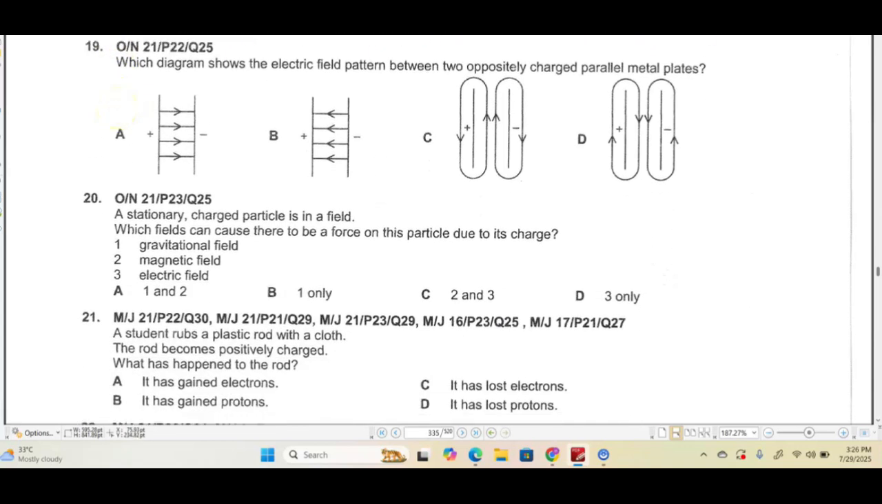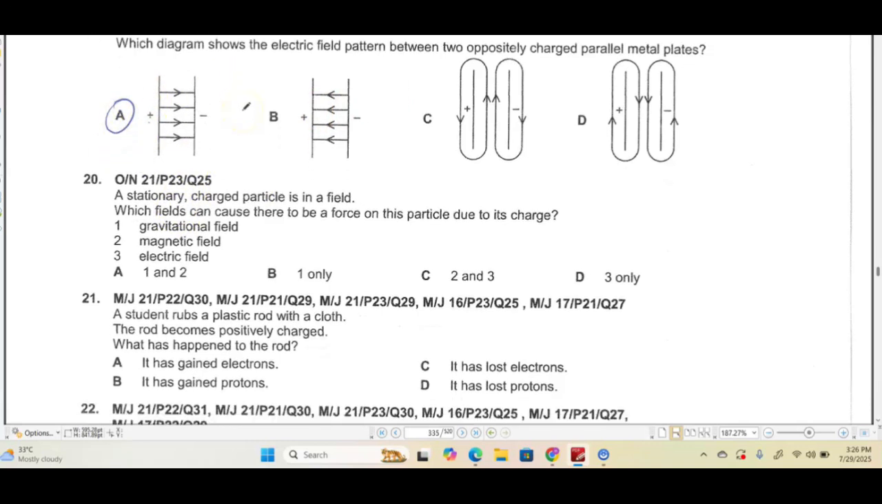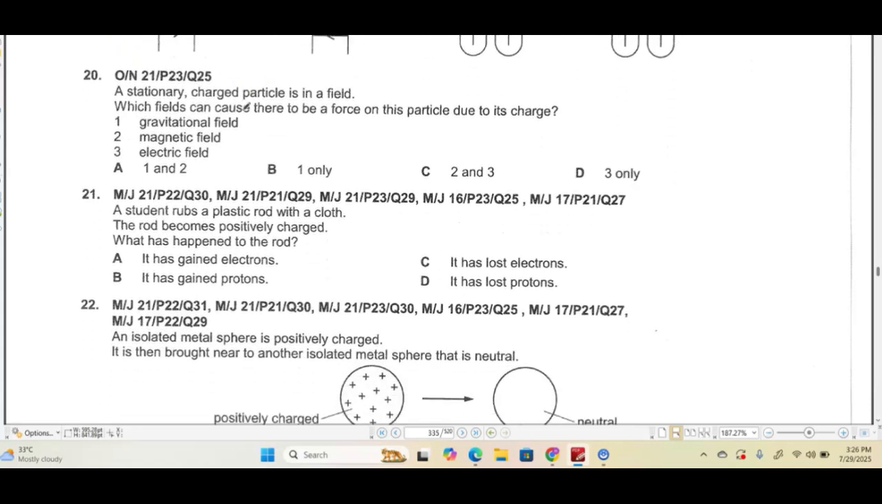Question number 19. Which diagram shows the electric field patterns between two oppositely charged parallel metal plates? Parallel metal plates में इसी तरह होगा और positive से negative की तरफ move कर रहा होगा rather than moving from negative to positive, because the conventional current always moves from the positive terminal of the battery to the negative terminal of the battery. ठीक है?